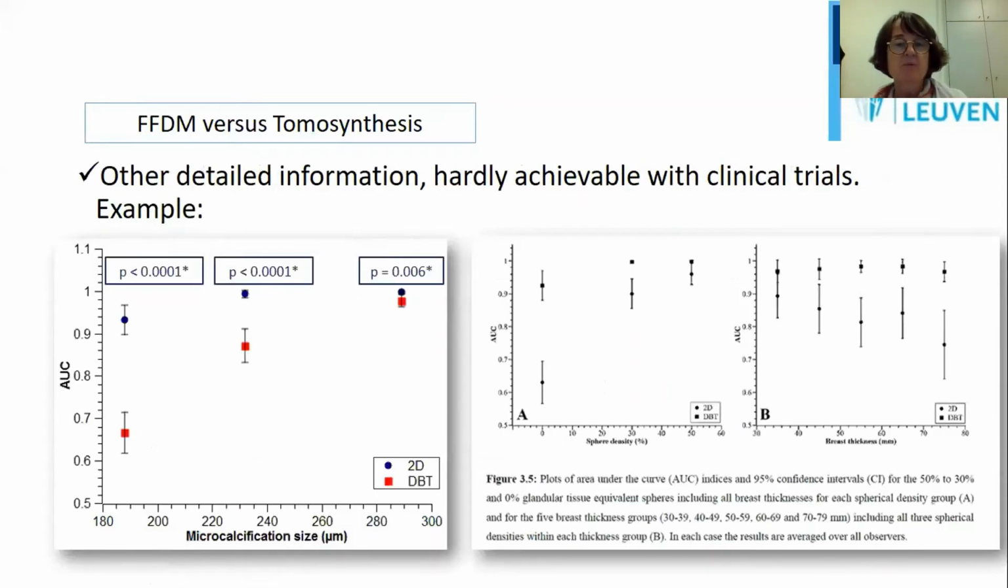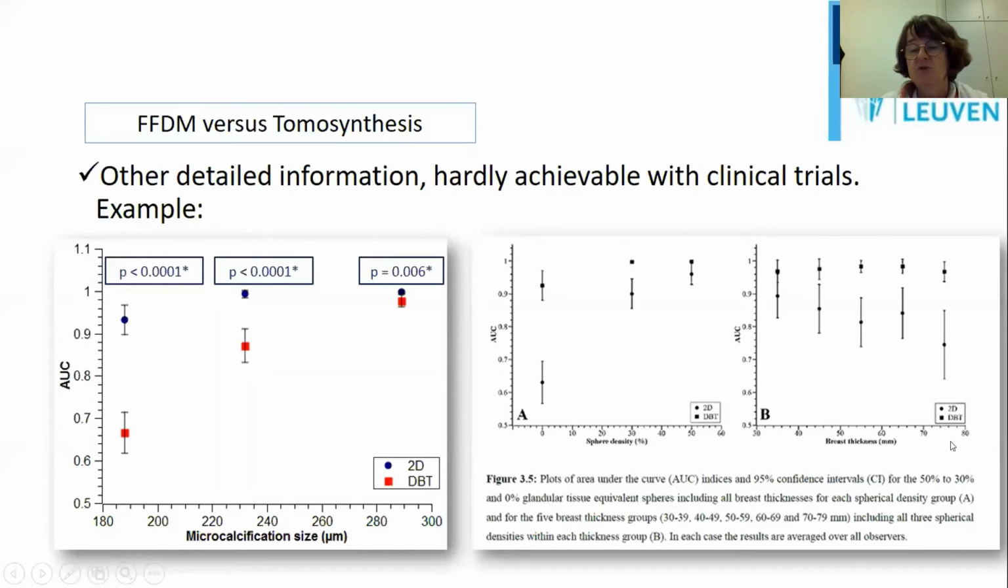But such a type of approach with the simulated lesions and all types of ROIs in the image allows analyses that go beyond what you can do with any clinical trial. For instance, you can check area under the curve or detectability as a function of microcalcification size, or you can do it as a function of density.